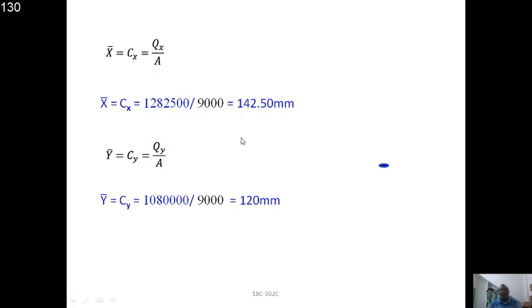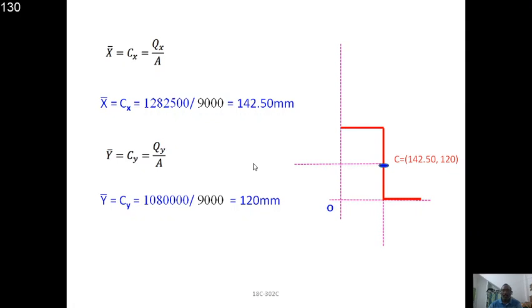Now locate the centroid with the obtained values, that is x bar equals Cx equals Qx by A, and for y bar, Cy equals Qy by A. So substitute all these values and locate the centroid. So this is the centroid location. Everything is from the origin, right?